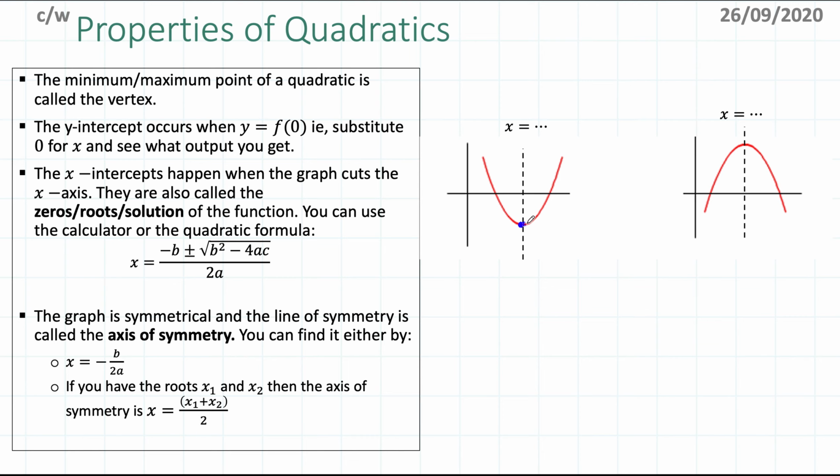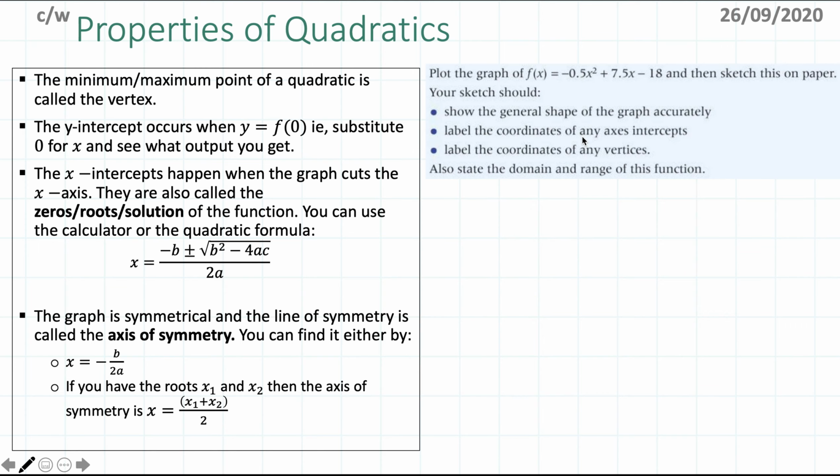Also notice that the axis of symmetry goes through the vertex. So if your vertex, for example, has the point (2.3, 5), then your axis of symmetry is x equals 2.3, because that's the x value here. So again, it will be shown through an example.